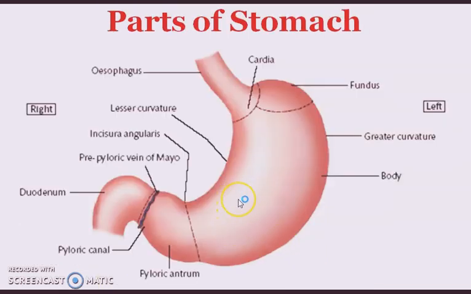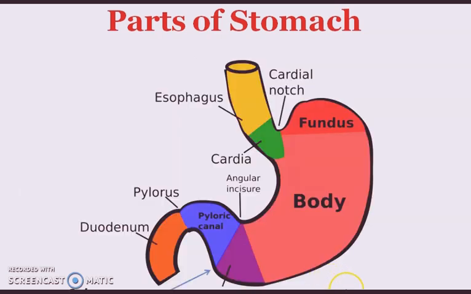The stomach is mainly divided into two parts, that is the cardiac part and the pyloric part, by a line extending from this incisura angularis to the greater curvature. This cardiac part is again divided into two parts, that is the fundus of the stomach and the body of the stomach, by a line which passes from this cardiac notch towards the greater curvature. The pyloric part is divided into two parts. The proximal part is pyloric.